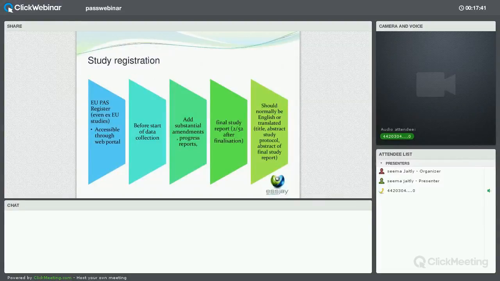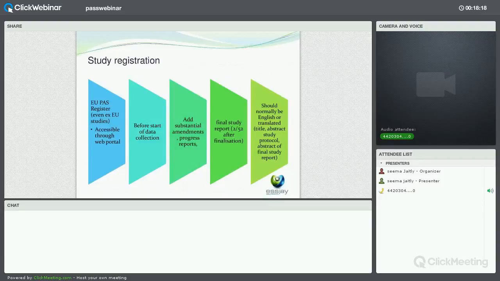So looking at study registration now, once you have decided you're going to start your study, you will need to register your study, and this needs to go onto the EU PASS register, which is mediated through NCEP. And there is a requirement for studies outside of the EU to be registered on there as well. And this is accessible through the web portal. Again, if you go onto the NCEP website on the EMA, it will say, what do you want to do? Do you want to register a study? You can click on it and you can go in and register your study.